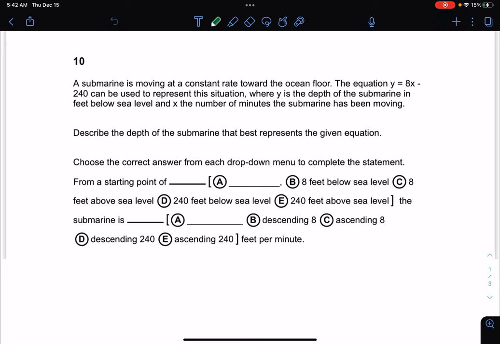It says a submarine is moving at a constant rate towards the ocean floor. The equation y equals 8x minus 240 can be used to represent this situation, where y is the depth of the submarine in feet below sea level and x is the number of minutes the submarine has been moving.